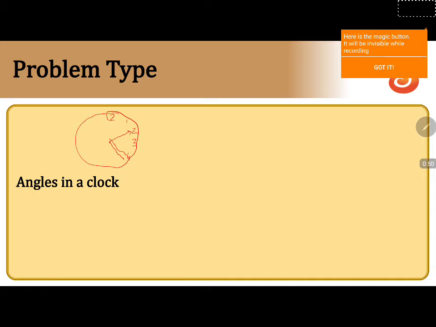Now, when it is exactly 4 o'clock, the angle between 4 and 2 is equal to 2 into 30 degrees, 60 degrees.